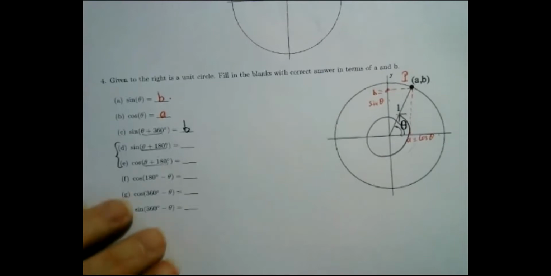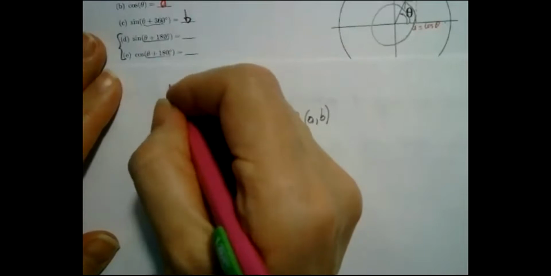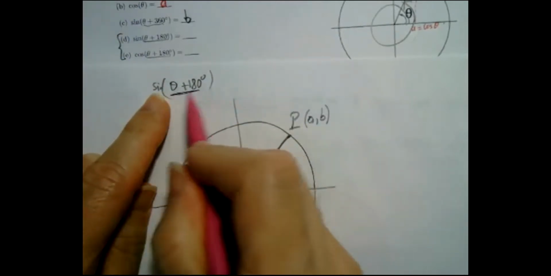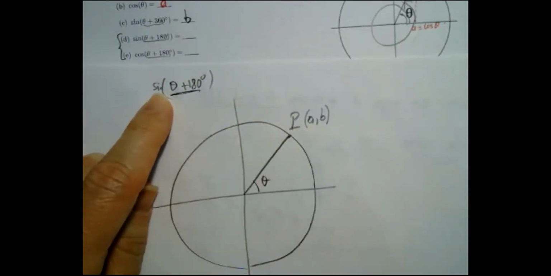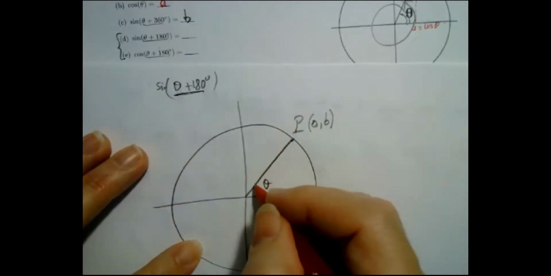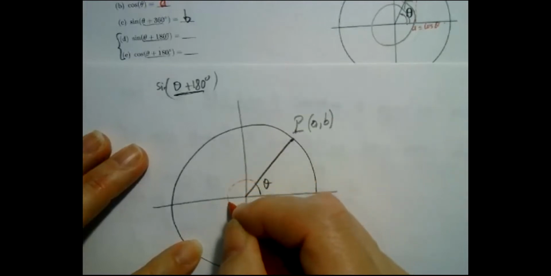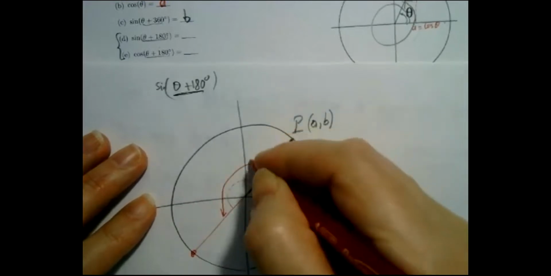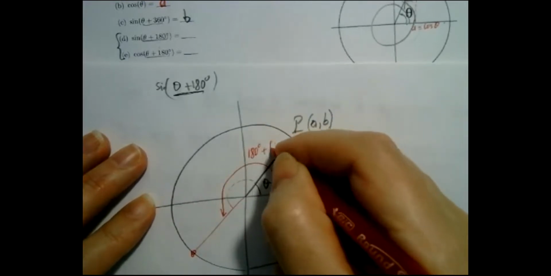Okay, I'm getting minus B. Let's see if the minus B is correct. I drew another picture to be more clear. I want the sine of theta plus 180. The only way I can do it is to take the angle theta plus 180 and find its x and y coordinates. If this is theta and I add 180 to it, I end up right here. So this is the angle 180 plus theta.